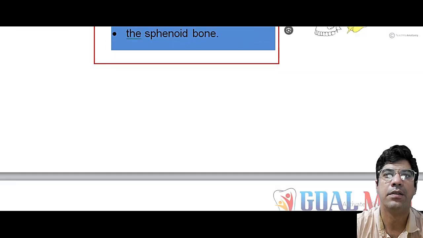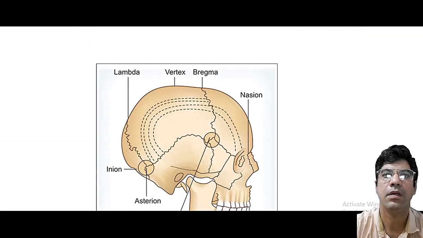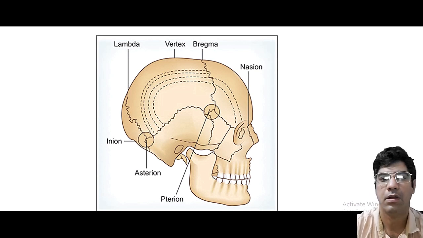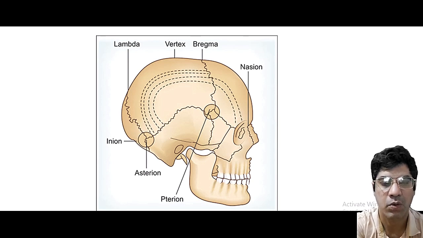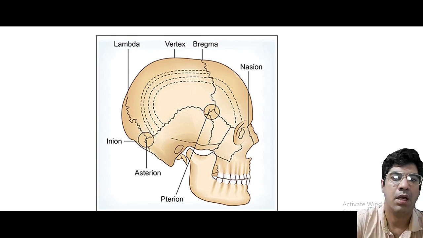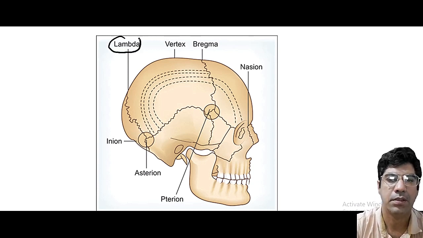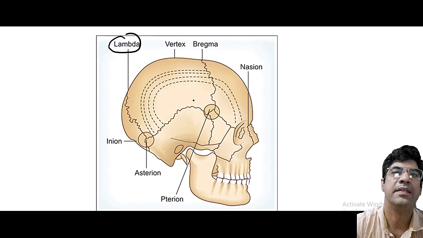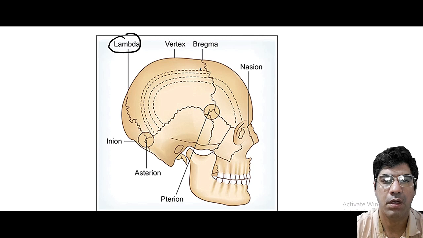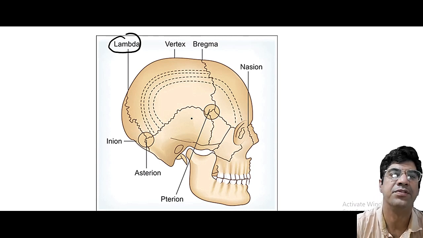Now what is lambda? All these images are taken from your standard textbooks through open Google source. This one is the lambda. So lambda is a point where the sagittal suture that separates the two parietal bones meets the lambdoid suture that separates the parietal bone from the occipital bone.